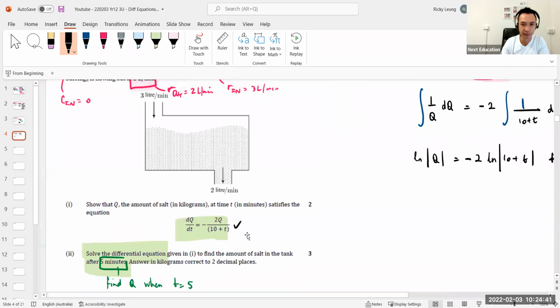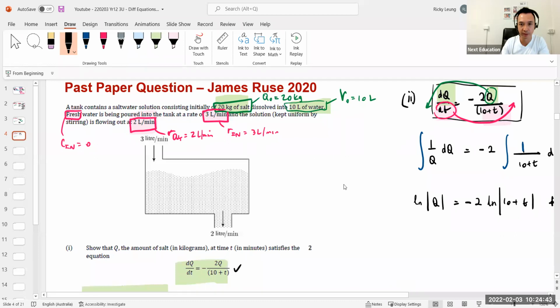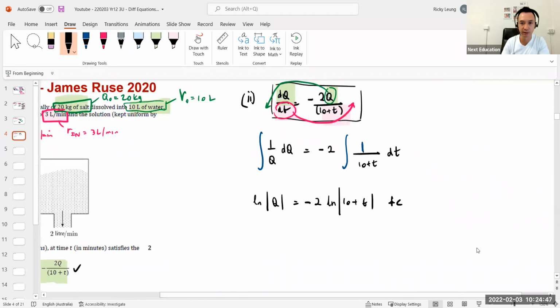Let's see what we got here. So I need something to help. There it is, right? Initial amount of salt used. So when t equals 0, q equals 20 kilos. Yeah, sub that in. So you got ln 20 equals -2 ln 10 plus c.